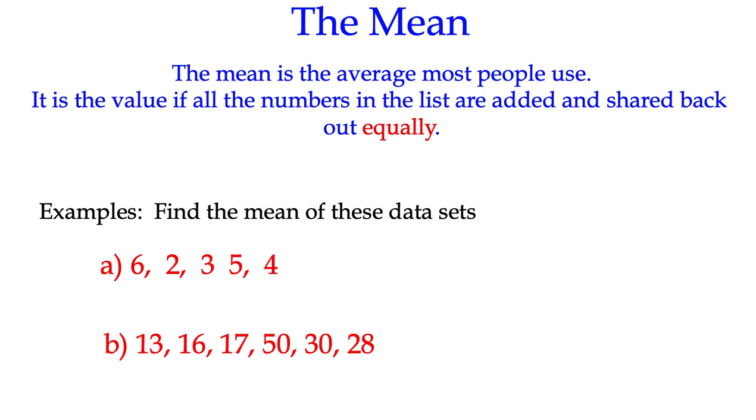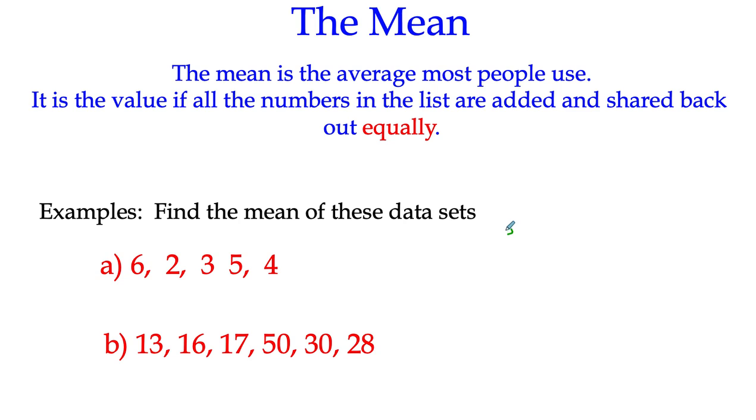Last average is the one that's the most common that people use, and that's the one that everybody thinks is the only one. It's actually called the mean. Quite often you'll hear people just say the average is, and they actually mean the mean. In other words, you add them all up and share them back out.